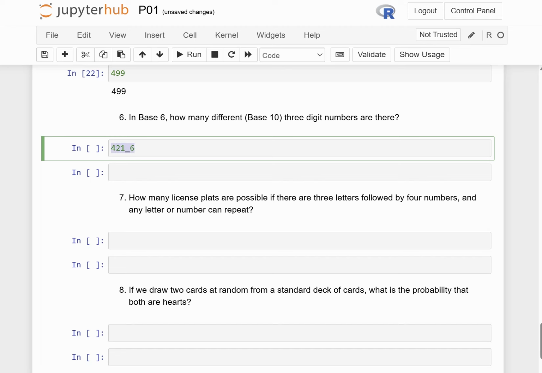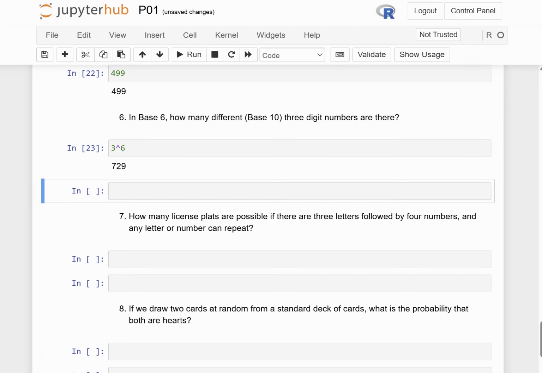And if we have three digits, we have six choices for any of the three, because this kind of thing is perfectly fine. 335 is a base 6 number with three digits. So if I have three digits and six choices for each one, then I have 729. And that's why the base 10 is here in parentheses. This calculation has to be done in base 10, even though we're talking about base 6. And again, we're allowing 0 to be one of the digits.